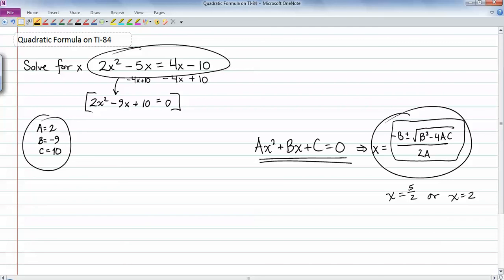So I hope that helped a little bit. And feel free to use this whenever you get stuck on how to use your calculator to do the storing of the variables and entering in the fraction.